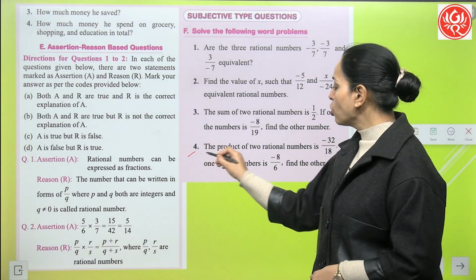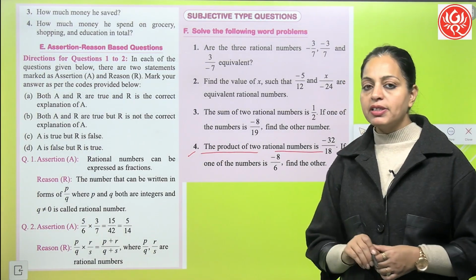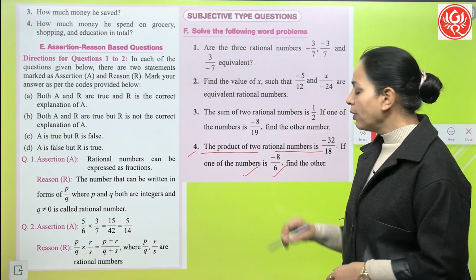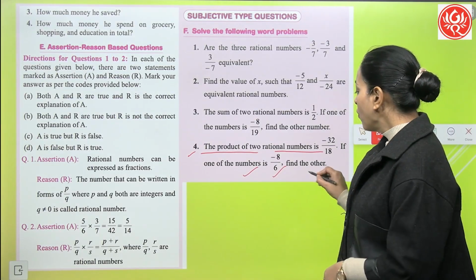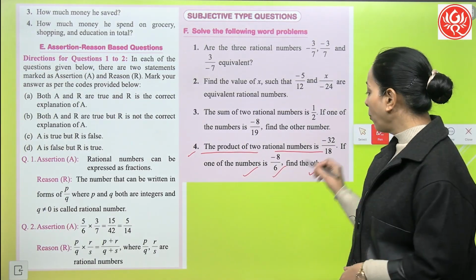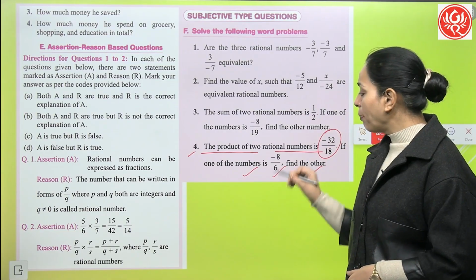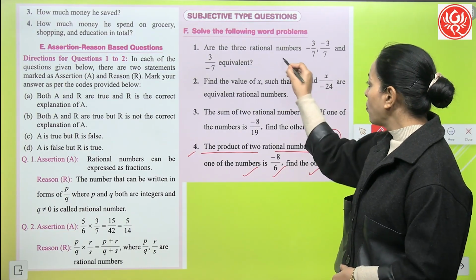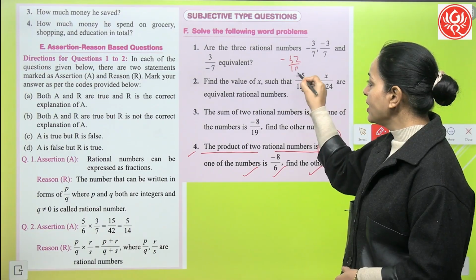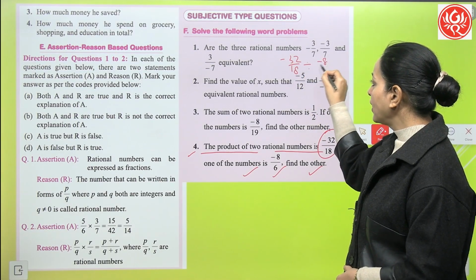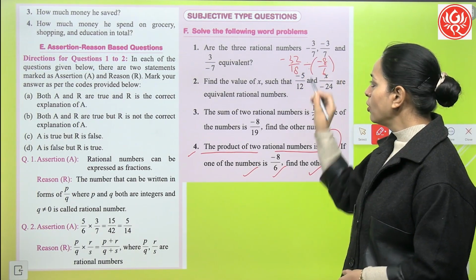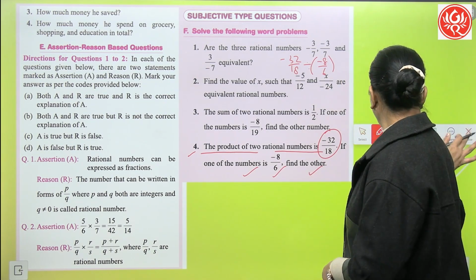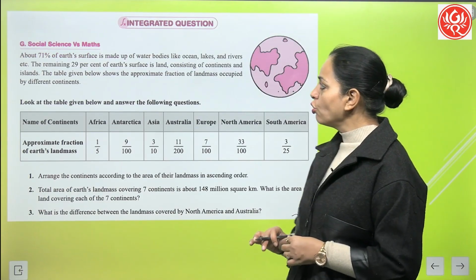Similarly, fourth question, the product of two rational numbers is given and the one number is minus 8 upon 6. Find the other. So other number, product divided by this number. So minus 32 upon 18 divided by minus 8 upon 6. So you can try this one on your own. I hope these are clear to you.